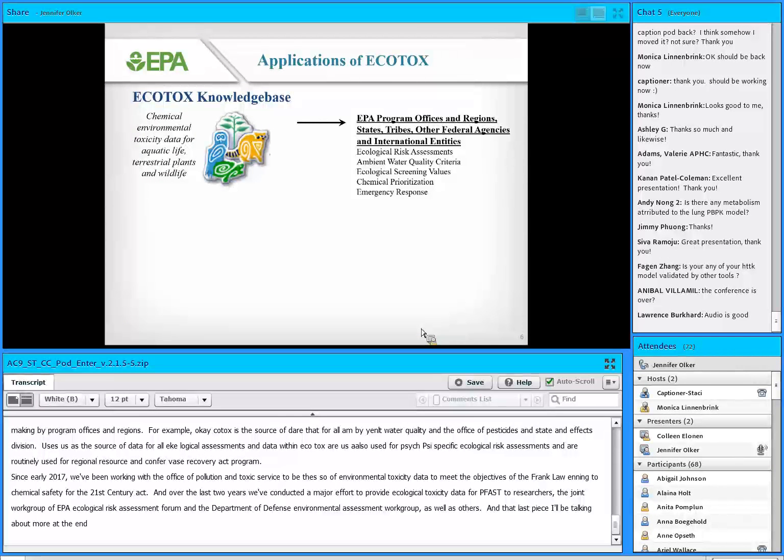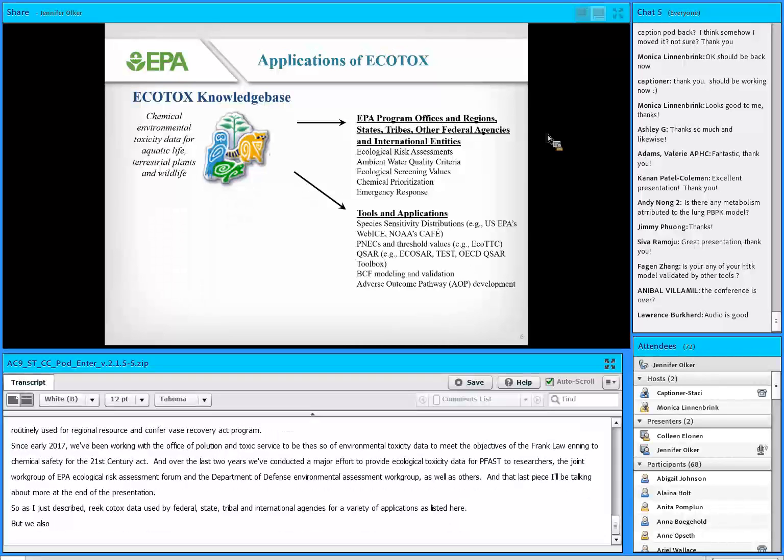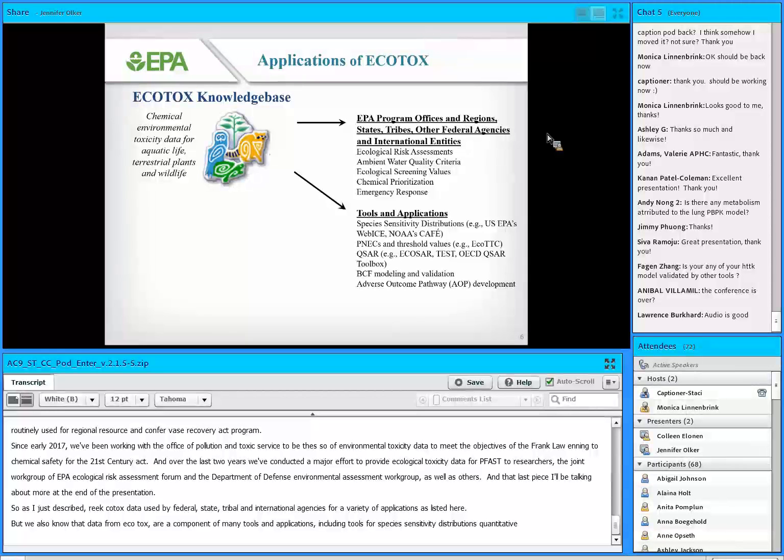So as I just described, ECOTOX data are used by federal, state, tribal, and international agencies for a variety of applications as listed here. But we also know that data from ECOTOX are a component of many tools and applications, including tools for species sensitivity distributions, predicted no-effect concentrations, quantitative structure-activity relationships, bioconcentration factor modeling and validation, and development of adverse outcome pathways.